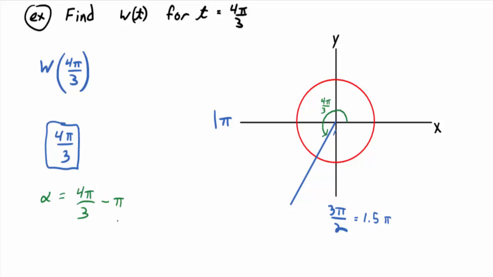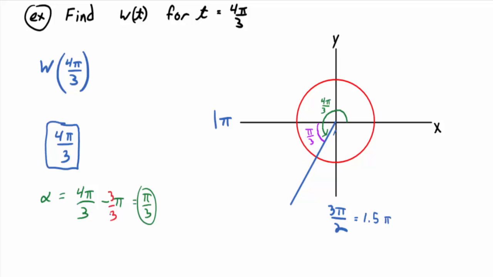But 1 pi is really 3 pi thirds, right? So if you do that subtraction, does everybody understand why pi is 3 pi thirds? Because 3 thirds is really just 1. So if I do that subtraction, get the common denominator, and do that subtraction, I get pi thirds. And that's my reference angle, which is this guy.